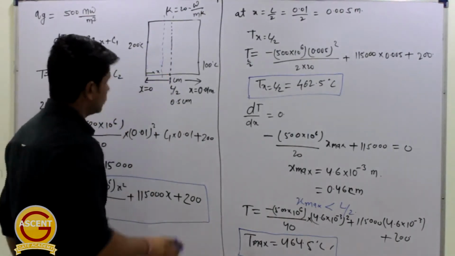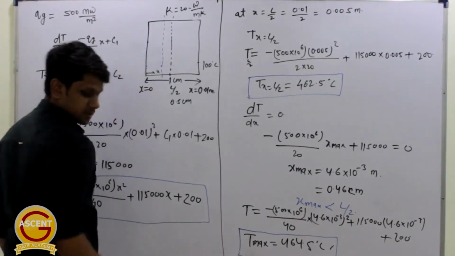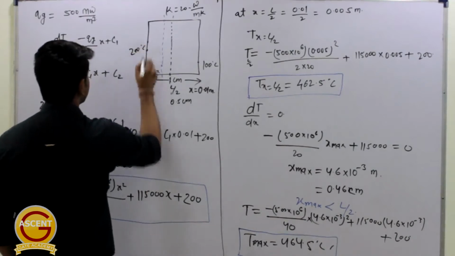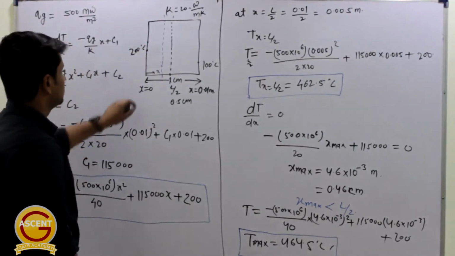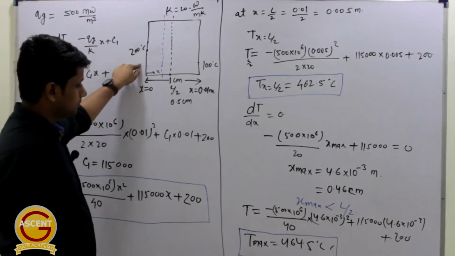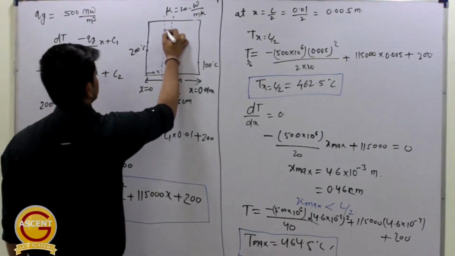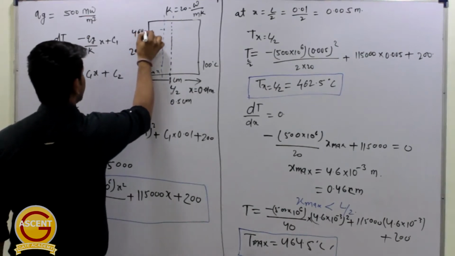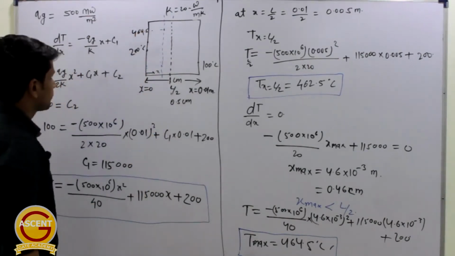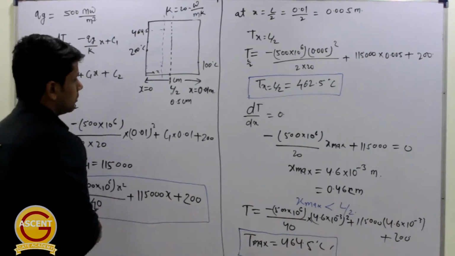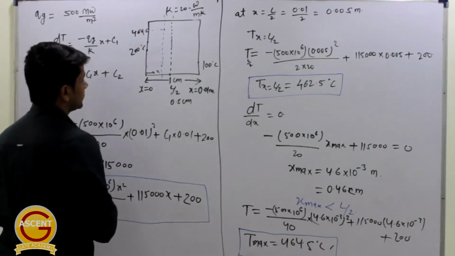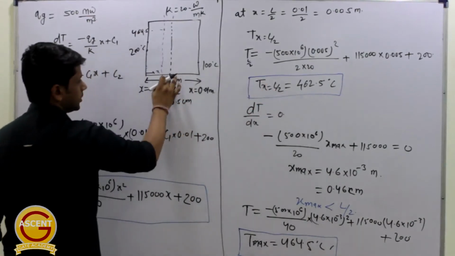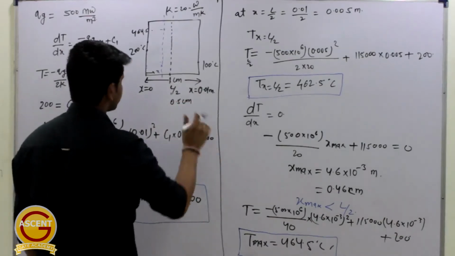So this temperature is 200, let's say 200 degrees Celsius. And what is the maximum temperature? It is 464.5. And one more temperature we have calculated, that is at X equal to L by 2, which is this location. This is the L by 2 and it is 462.5.